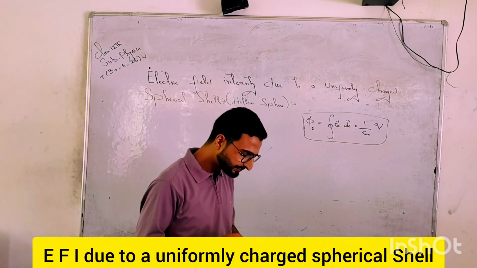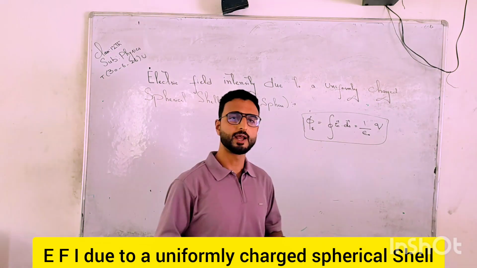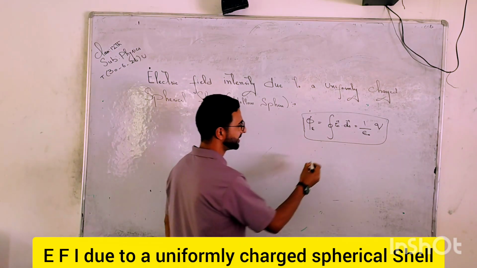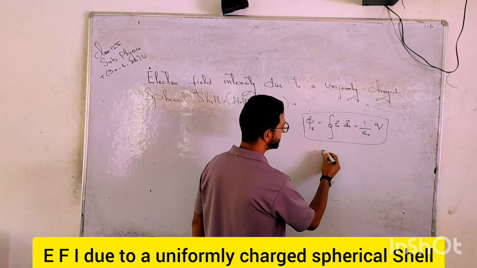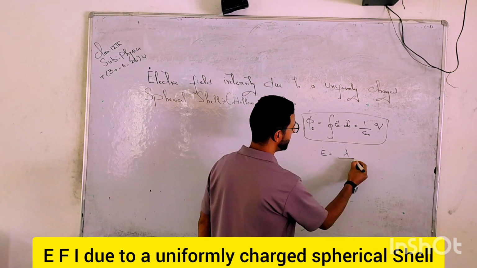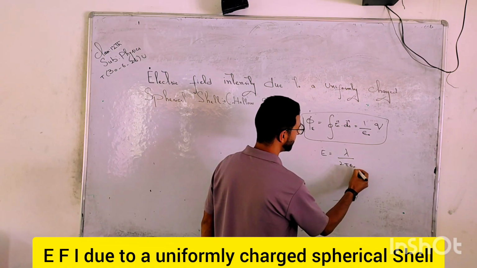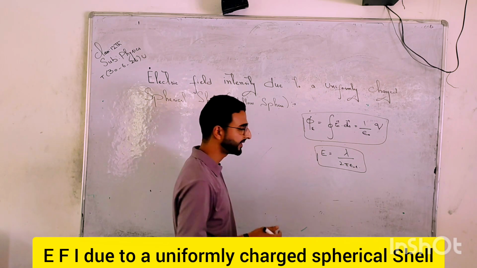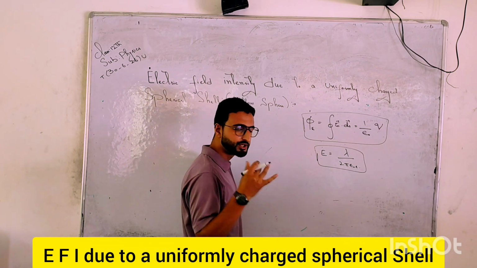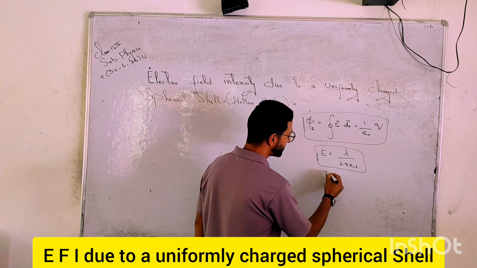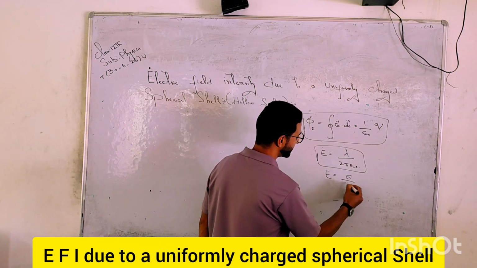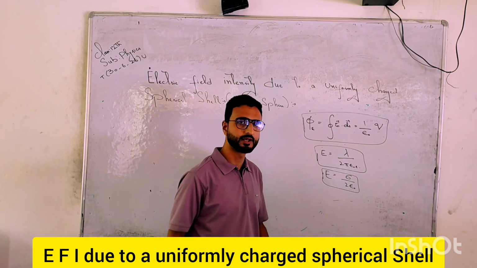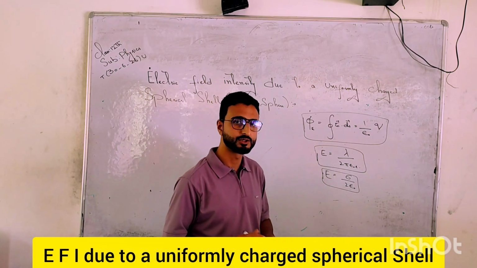charged hollow sphere. If you remember well, we have so far applied the Gauss's law for line charge and for the plane sheet of charge. If you remember, the electric field intensity due to line charge is equal to lambda divided by 2 pi epsilon naught r, where lambda is the linear charge density. And one more application we discussed was a thin sheet of charge. So for thin sheet of charge, electric field intensity is equal to sigma divided by twice epsilon naught.